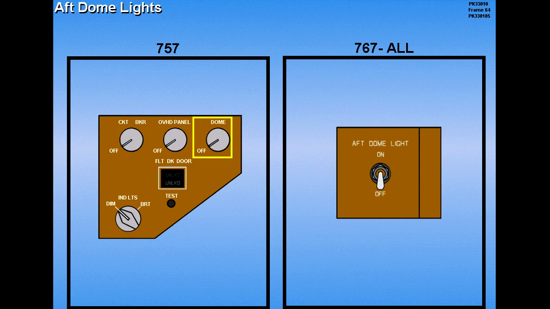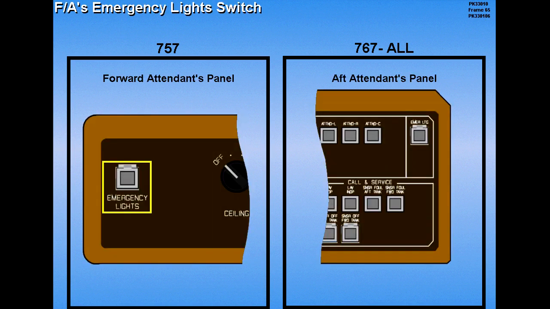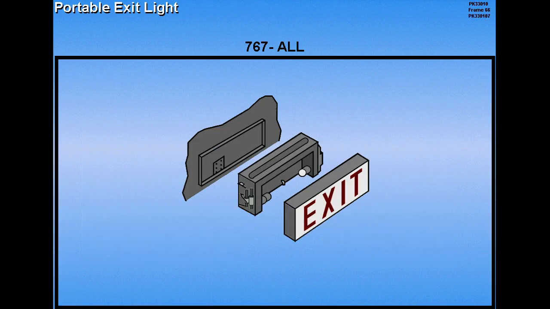The aft dome lights illuminate at a fixed intensity and can be turned on and off with a switch located on the auxiliary panel. On the ER, the flight attendant's emergency light switch is found on the aft attendant station. A portable exit light located above the door inside the cockpit may be removed for emergency use.